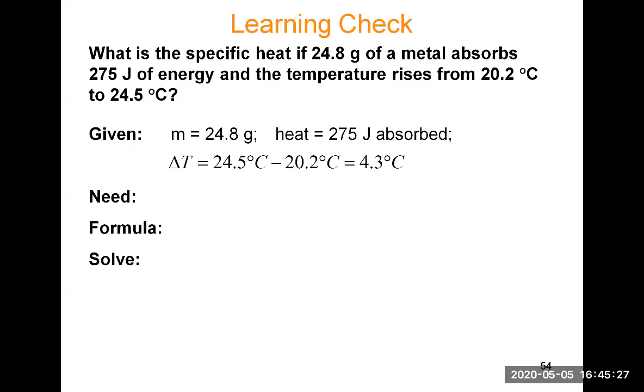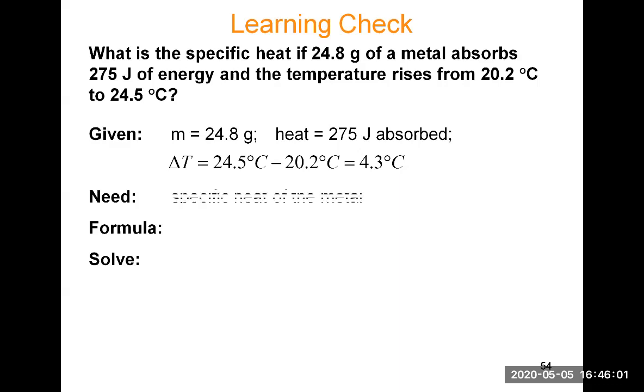So here we will need to calculate the temperature change, which means you take the higher temperature minus the lower temperature. And because it's a subtraction here, we keep the least number of decimal places. So it's 4.3 degrees Celsius. That's the temperature change that the metal went through when it absorbed 275 joules. So the question is asking, what is the specific heat of that metal?